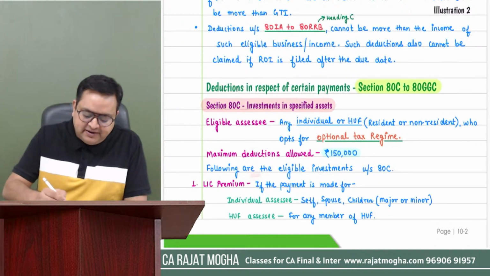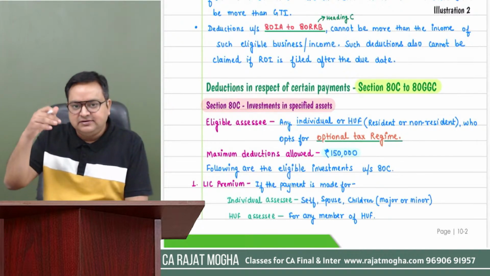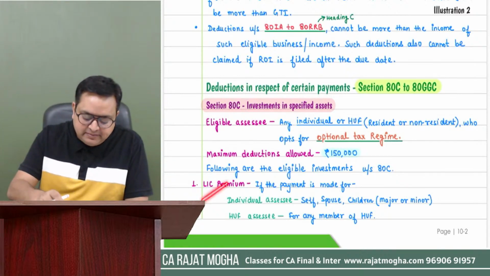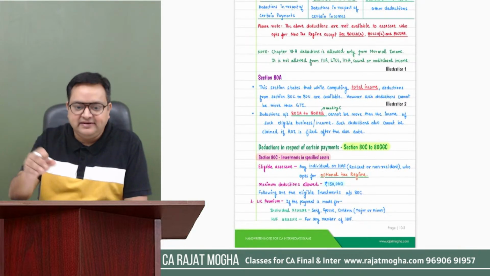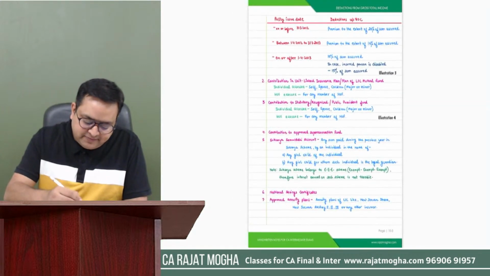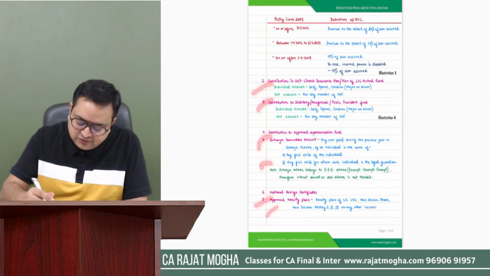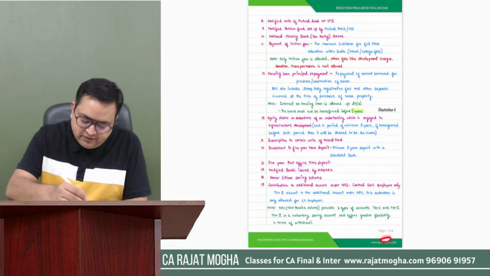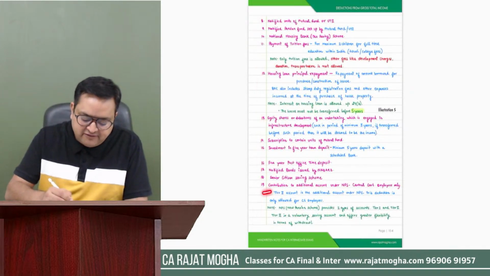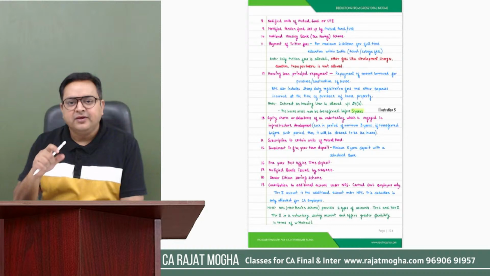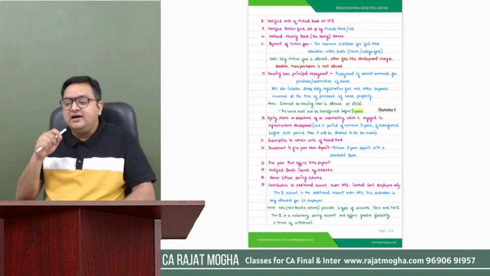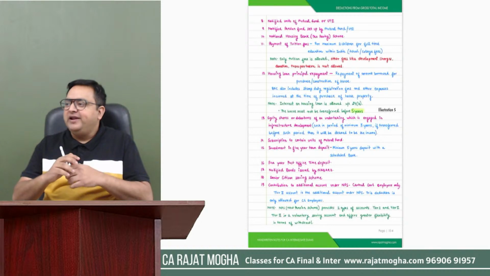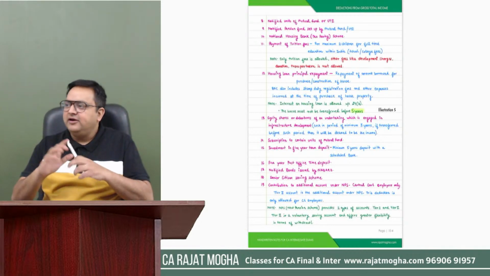So following are the eligible investments. I have given some 18, 19 points over here. Here you can make investments, for example in LIC premium, if the assessee is paying such type of investment. So there is a list on page number 10.3. If you come to page number 10.4, there is a list. Up to this, I have divided it into 19 parts. Here the assessee can make investment up to 1,50,000. Right? Are you all getting this?